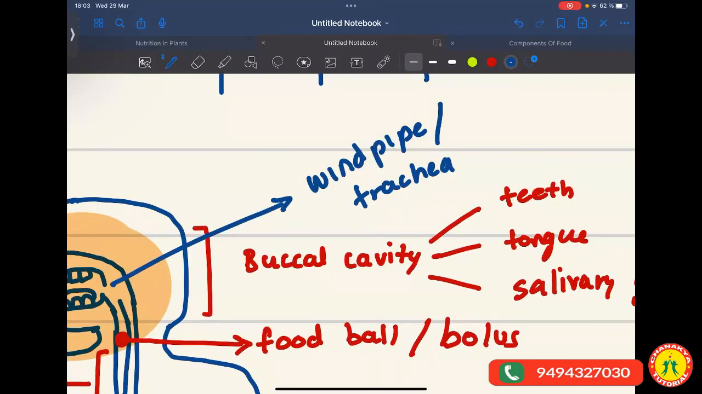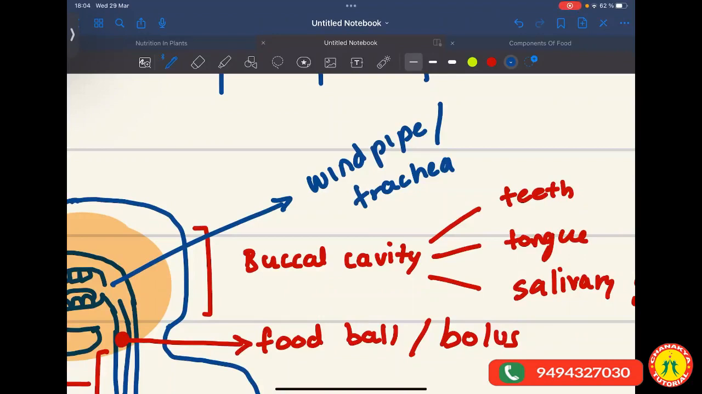In the first chapter, we saw that plants can prepare their own food by the process of photosynthesis, but animals cannot. So what do animals do? They get their food from the plants directly or indirectly, by eating the plants or by eating the animals that eat the plants. Some animals eat both plants and animals, and they are known as omnivorous.